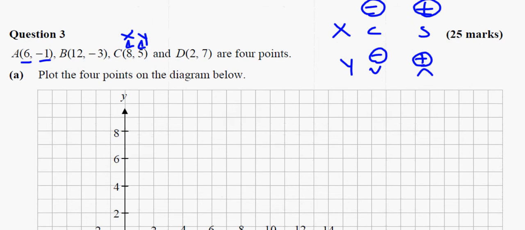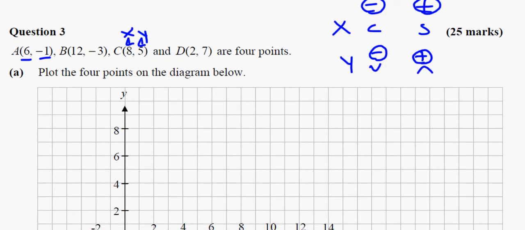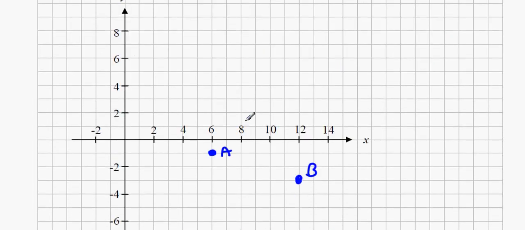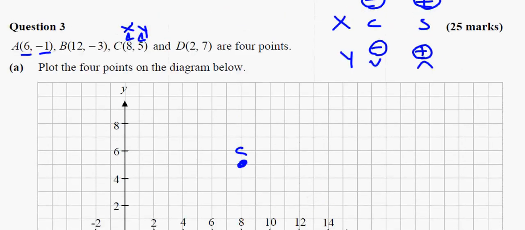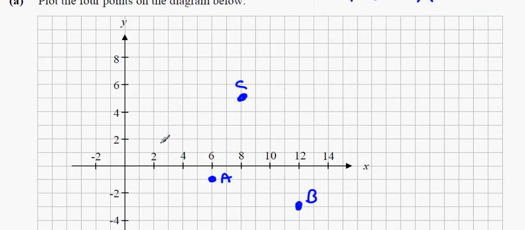8 across and 5 up for C. And then finally D, 2 across, 7 into the air. Now, it's looking like a parallelogram at the moment, because you can see the similar slopes for the two of them.